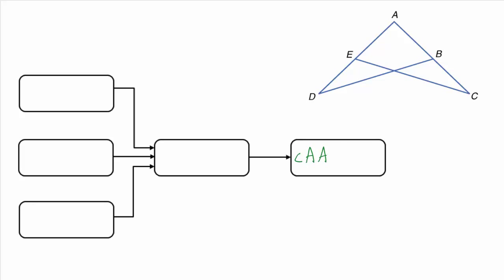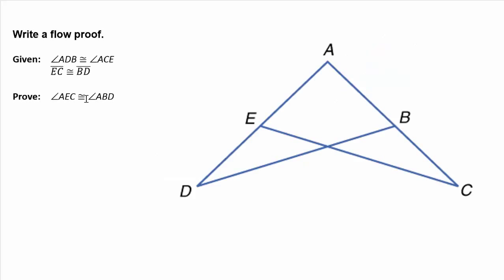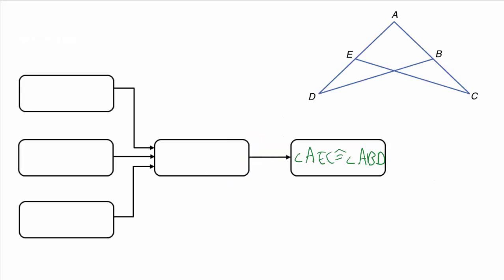I wrote that twice. I'm not sure why. Angle AEC is congruent to angle ABD because that's what we are trying to prove from back there. Now, we don't know what the reason is yet, and we'll get to that towards the end. But we do have some givens we need to write in here.